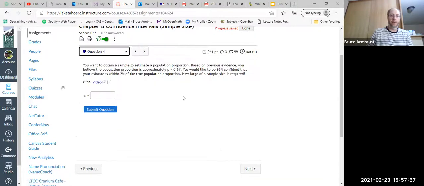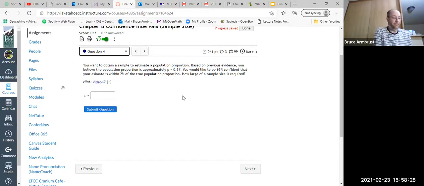So here's number 4. You want to obtain a sample to estimate a population proportion. Based on previous evidence, you believe that the population proportion is approximately 0.67. We would like to be 96% confident that your estimate is within 2% of the true population proportion. How large of a sample size is required?